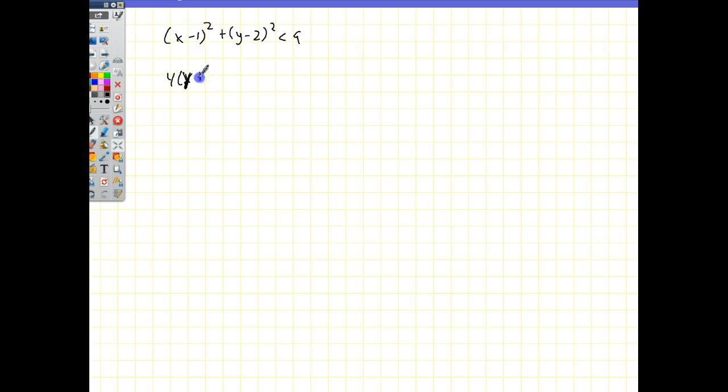Y plus 1 squared plus x squared is less than or equal to 16. I love it. So I do look at this and go, all right, well, the top one's a what?